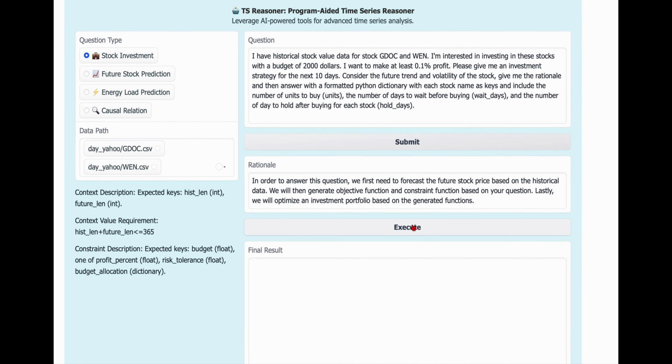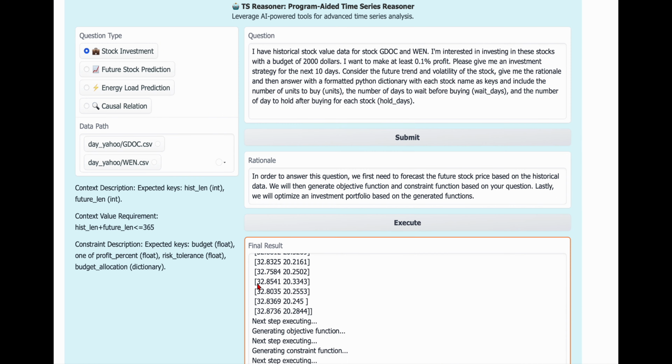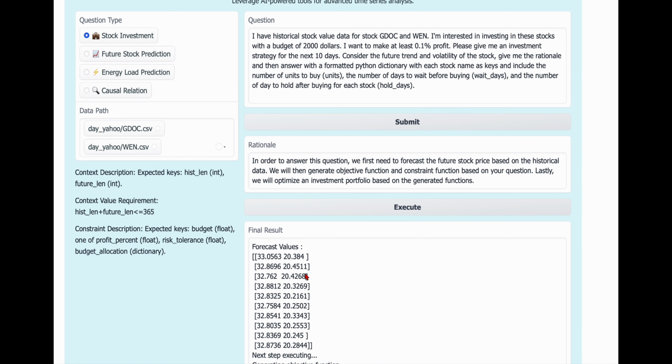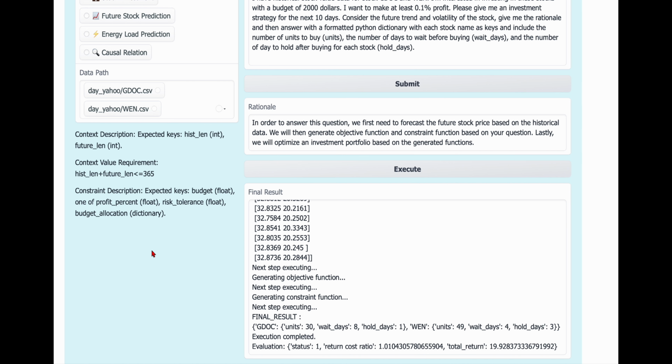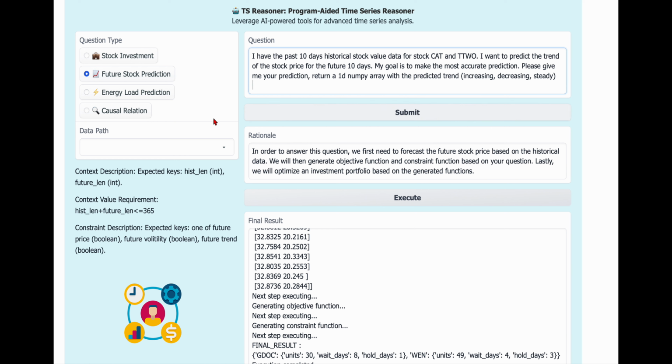The rationale shows the Reasoner will first forecast the future prices of the stocks, then generate the objective function and constraint function for the question. Finally, the Reasoner will optimize the investment portfolio based on the generated functions. Reasoner can predict future stock data and provide investment strategies based on a given budget, stop-loss point, and historical stock data. The second question type is predicting the stock price in the future.